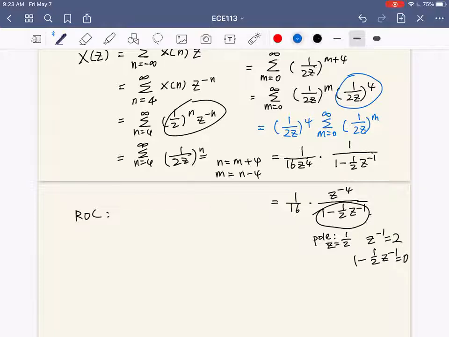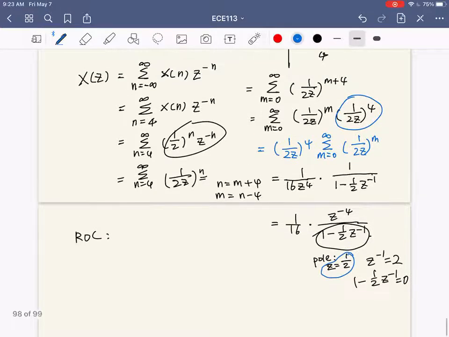Okay, so the pole is this, and because it is a right-sided sequence, the region of convergence will be larger than the outermost pole. So we need z bigger than 1/2, and because we have z^-1 here, we also need to make sure z is bigger than 0. Okay, so merge these two together. We only need to write down the first inequality, right? So that is how we come up with the ROC of this X(z).